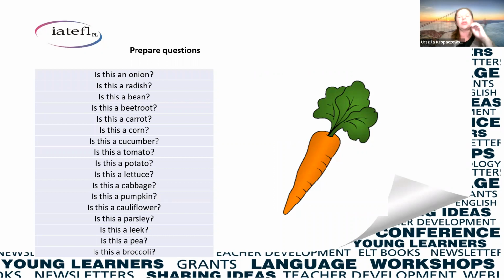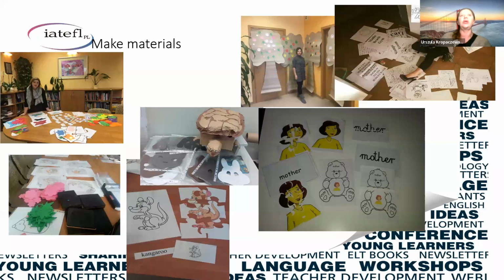It is good for the teacher to prepare questions, and look how many questions we can ask while introducing one thing. Here is a carrot. Is this an onion? Is this a radish? Is this a bean? Is this a beetroot? Is this a carrot? We ask the same question over and over again, making students answer yes, no, yes, it is, no, it isn't. And after answering the same question 20 times, they will really remember, maybe in 80% of cases, the answer, no, it's not, no, it isn't.